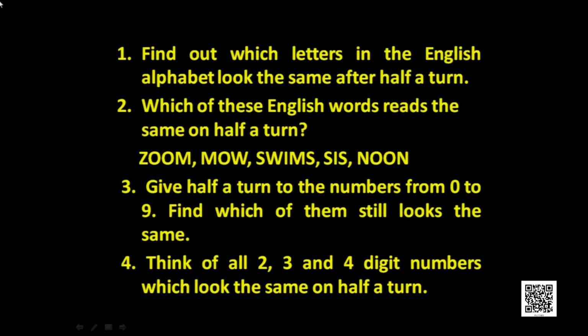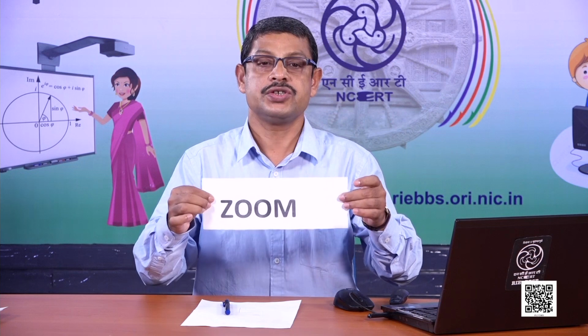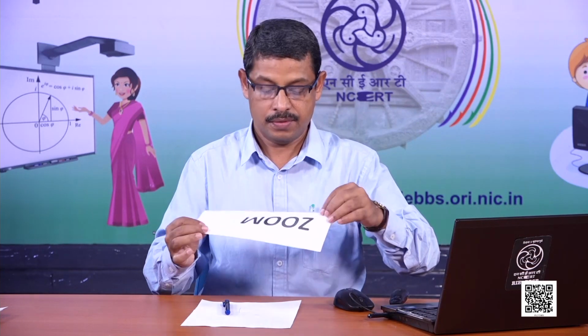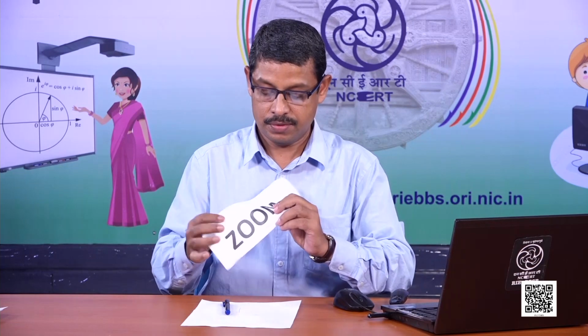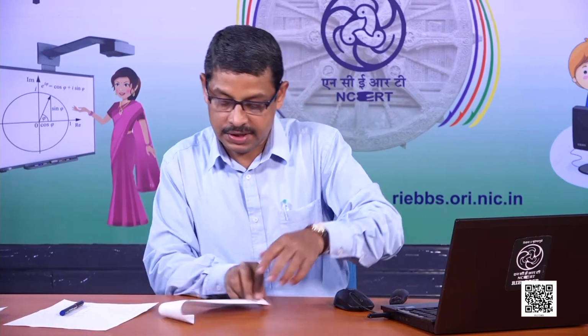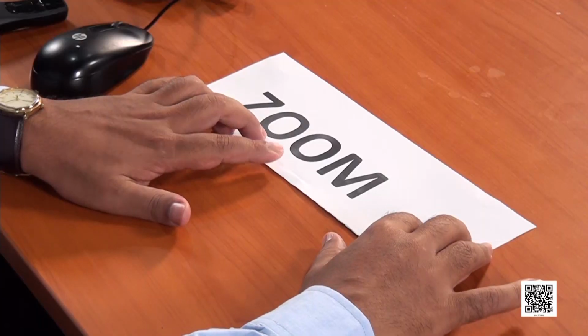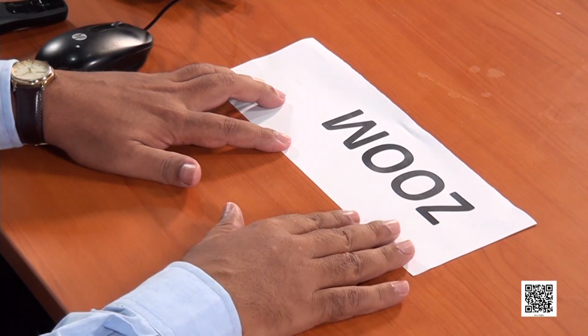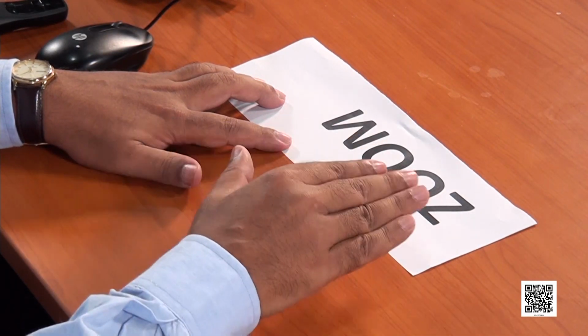Now question number 2. Which of these English words reads the same on half a turn? Zoom. You take the letter word zoom. I am turning it half now. Here you see on the table I am doing it. I am turning it half. Does it look same? No. Zoom letter doesn't look same on half a turn.